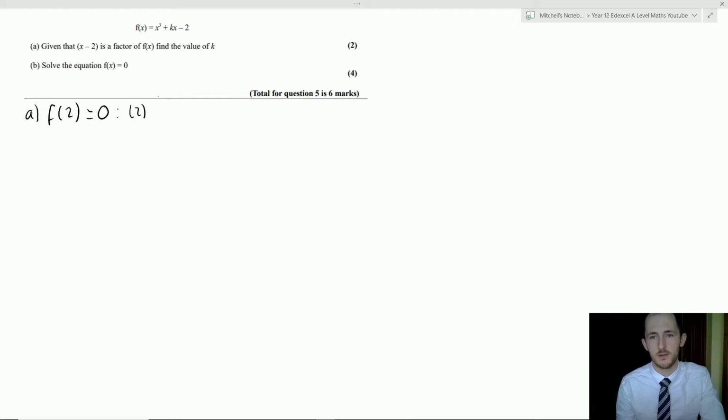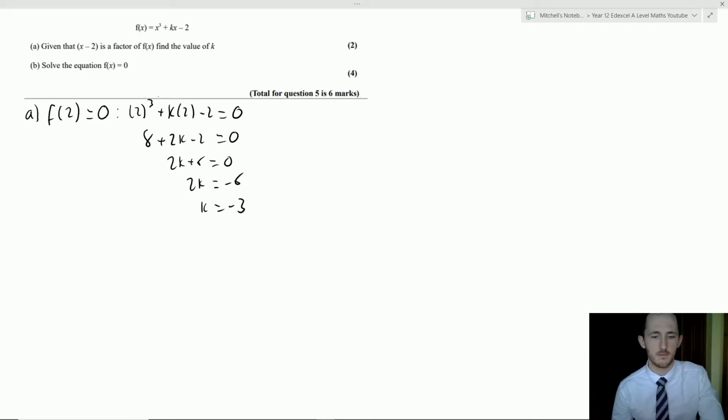So let's sort it out. 2 cubed is 8, plus 2k minus 2, equals 0. So 8 minus 2 is 6. 6 minus 3. So just move the 6 over to the other side by minusing 6 and divide by 2. And then hence it's saying to solve the equation f of x equals 0.